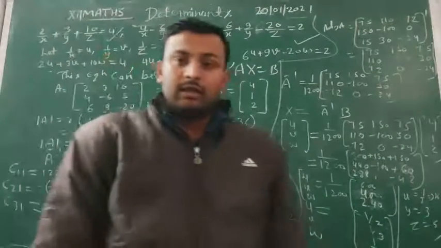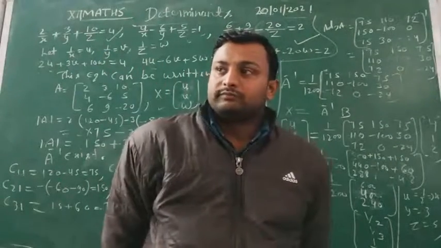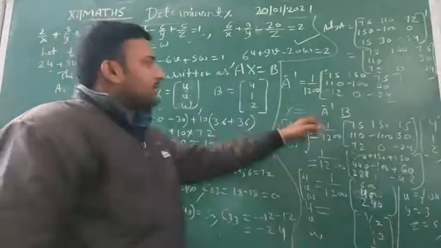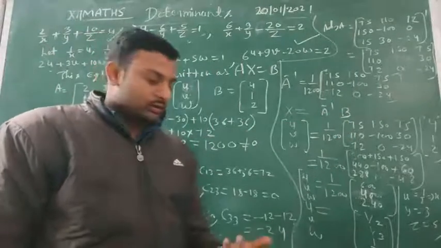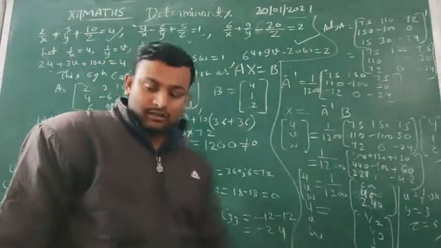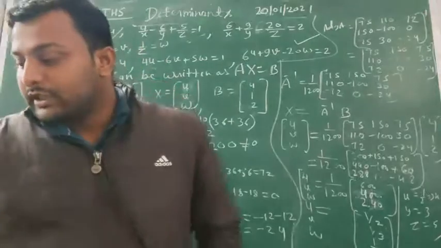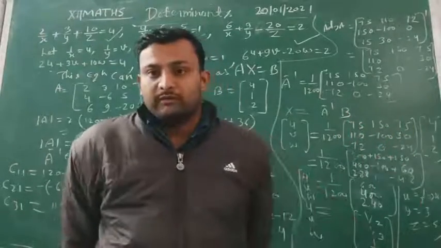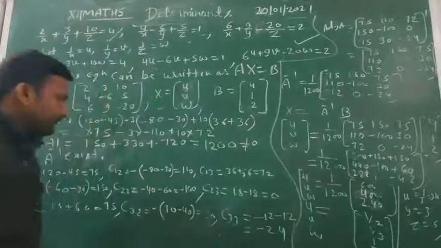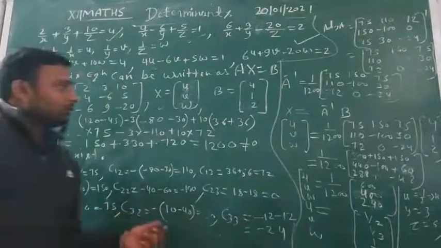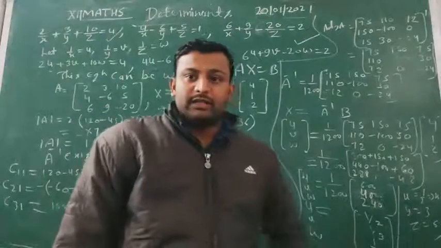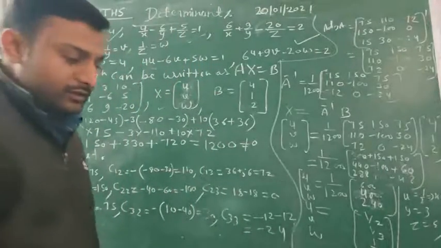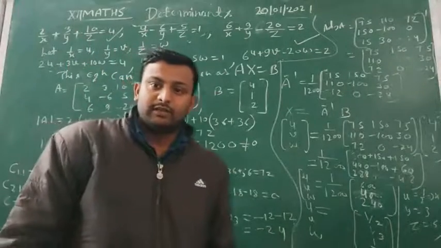In the matrix method, we see that X is equal to A inverse B. So to find the solution of the system of linear equations, we first find A inverse, and you know how we can find it. A inverse is adjoint of A by determinant of A. A inverse exists only when the determinant of A is not equal to 0.